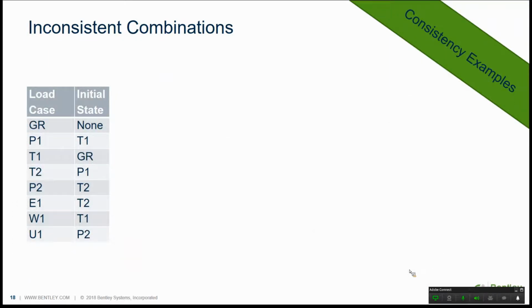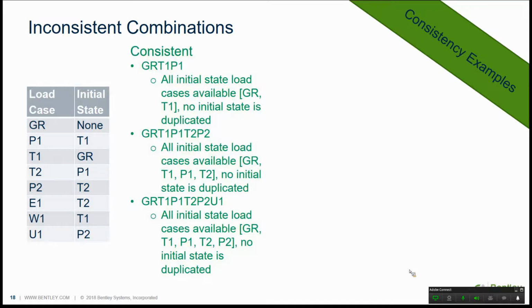So let's just look at some examples for consistent and non-consistent combinations, starting with the initial states for each load case shown here. This shows some consistent combinations. If we use those initial states, GRT1P1 is consistent because all of the initial state load cases are available. No initial state is duplicated.